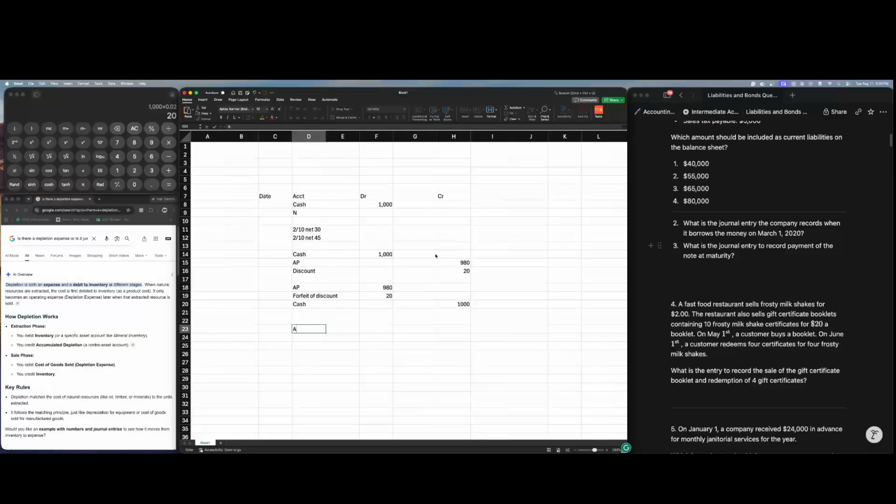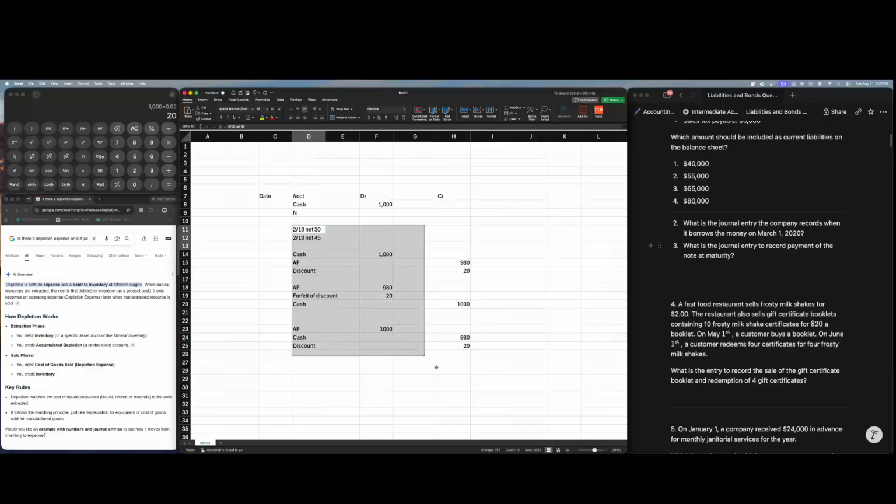But if, for example, they did in fact get the discount, then the AP, what is it? 1,000. Oh, no, 980. Cash. Oh no, AP 1,000. Cash 980, and then discount 20. But depending on whether it's net or gross, you guys would write it differently. So that's how you would journalize AP.